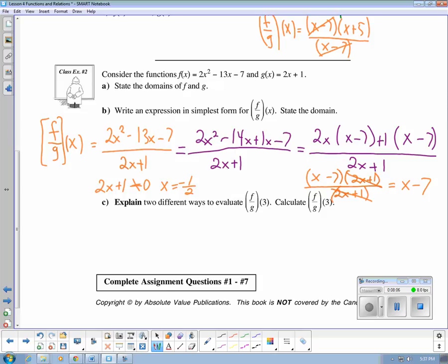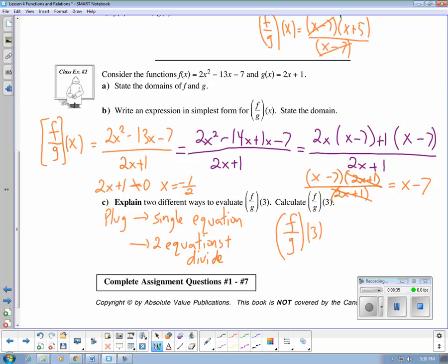Again, two different ways to evaluate f over g at 3. I can either plug into the single equation, or I can plug into both equations. And then I have to divide. For this occasion, I think I'm going to use the single equation. So f over g at 3 is simply equal to 3 minus 7, which is minus 4.